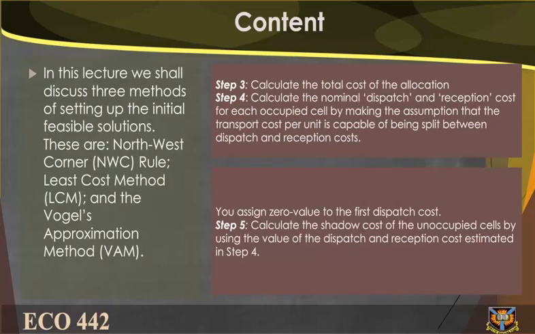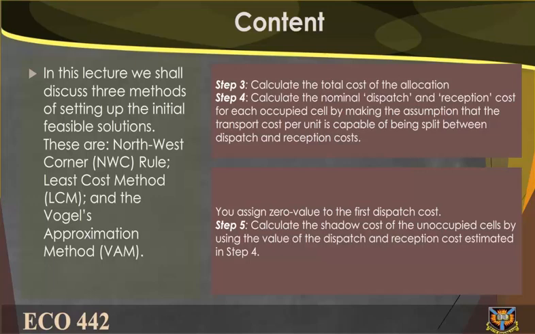In this lecture, we shall discuss 3 methods of setting up the initial feasible solutions. These are the Northwest Corner (NWC) rule, the Least Cost Method (LCM), and the Vogel's Approximation Method (VAM). Step 3. Calculate the total cost of the allocation.